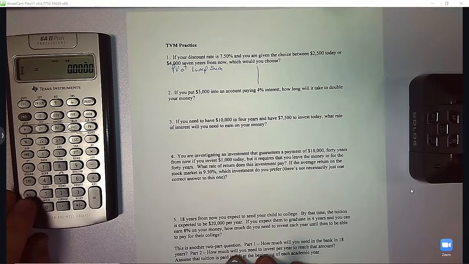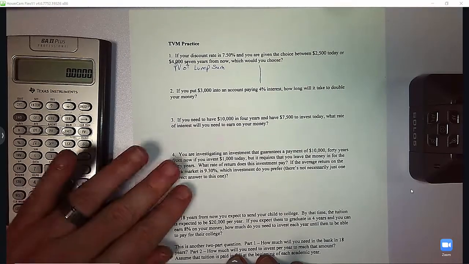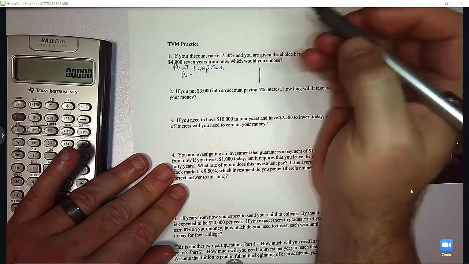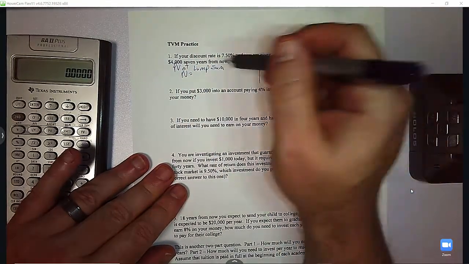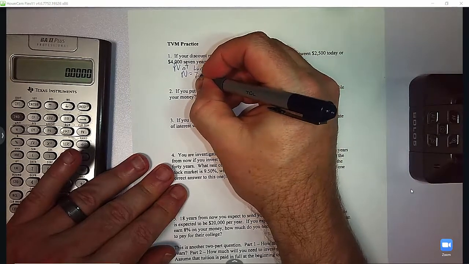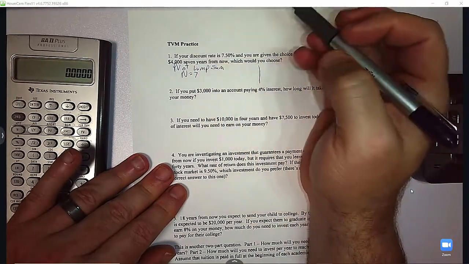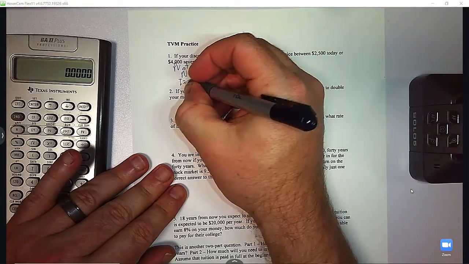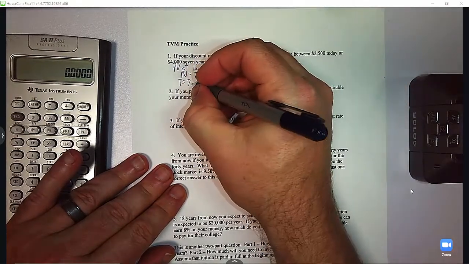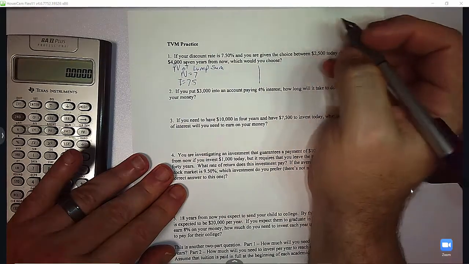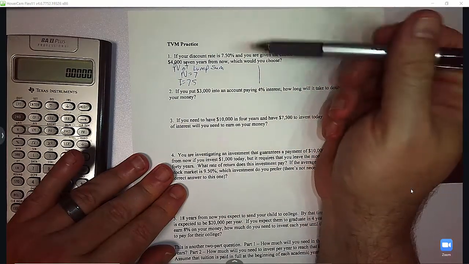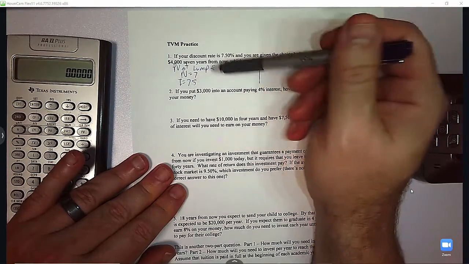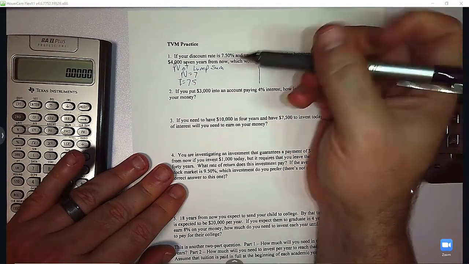So what my inputs are going to look like, my N in this case is equal to the number of years. And so it's going to be 7 years. Now that changes if we have multiple payments per year. My I is going to be equal to 7.5. And in the TI calculators, the interest rate is a whole number rather than as a decimal.